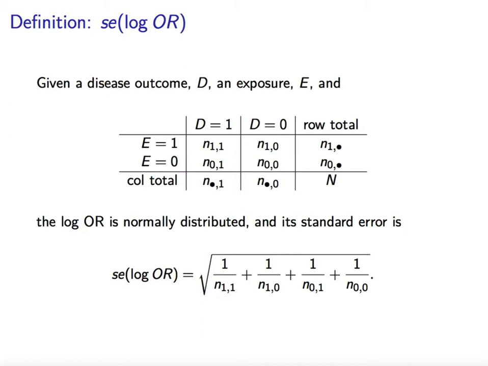To calculate a confidence interval, we need to know the standard error of our estimate. And because we're dealing with a ratio, we're going to need to calculate this on the log scale. So the log odds ratio is normally distributed, but the odds ratio isn't. This is the formula for the standard error of the log odds ratio. It's 1 over n11 plus 1 over n10 plus 1 over n01 plus 1 over n00. Fairly simple formula.